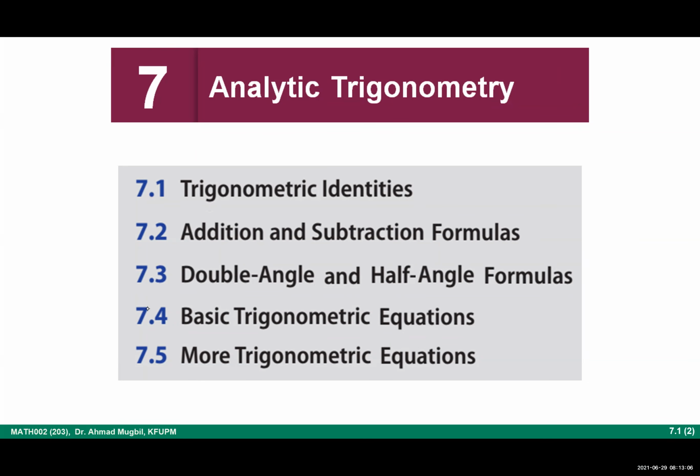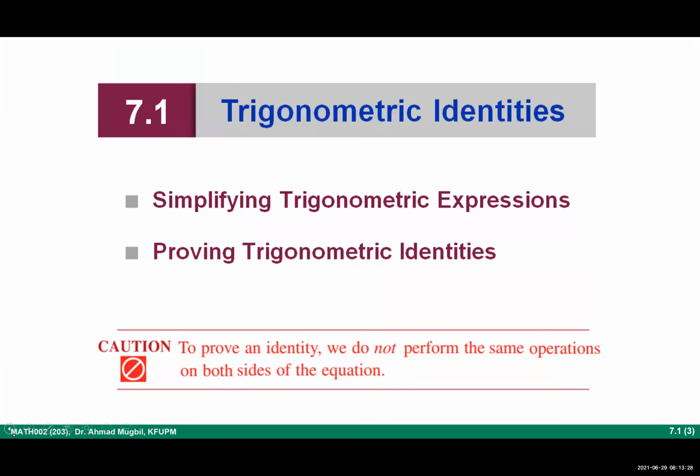In the first section, we will just see how to prove or verify trigonometric identities. In the second section, we will have, inshallah, addition and subtraction formulas and the double and half angle formulas in 7.3. And in the last 2 sections, we will study, inshallah, the trigonometric equations. Let's start with 7.1.